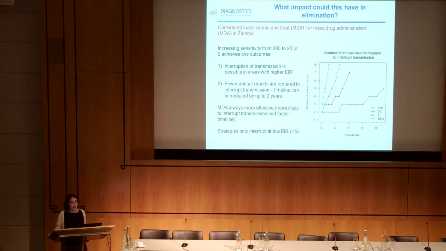The green line is showing the current RDTs if used in a mass screen and treat. And you can see there that it's really quite difficult. Even at an EIR of 1, you're going to need at least 8 rounds, so 8 years of keeping this program up at high coverage. And these all had quite high operational coverage assumptions to them. And bringing it down to the red line is going to both increase the speed at which one could reach elimination and also increase the geographic range at which this strategy might be a useful addition.